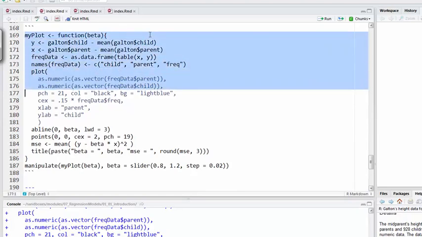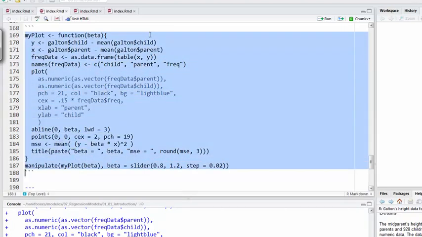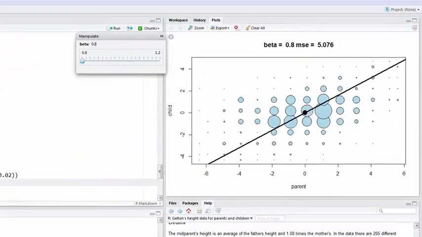Okay, so here we go. I give the code in the lecture notes, but you can of course also get it from the Markdown document. So here's the idea. Here's our beta, which is the slope of our regression line, and it gives the mean squared error, which is the sum of the average squared vertical distance between the points and the line.